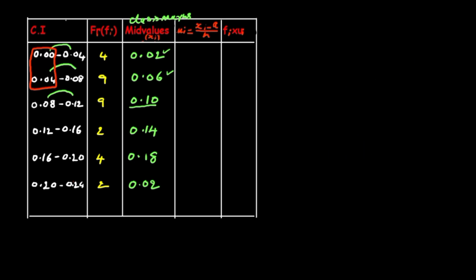Okay, the next one, ui. Before discussing ui, we should first discuss what capital A is here, what small a is. That is called the assumed mean. What do we take as the assumed mean? In the mid values column, you can select one of them as the assumed value. Which one can we select? That is your wish. Generally we select something in the middle, like maybe 0.10 or 0.14.